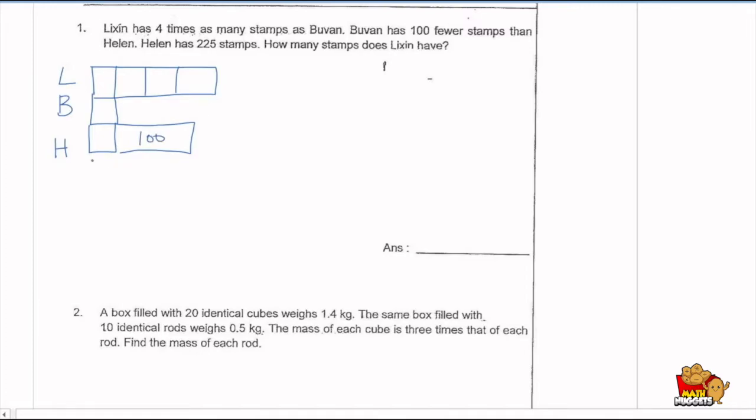And if we know that Helen has 225, we want to find Leasing. So Helen, 225, therefore 1 unit would be 225 minus 100. That's 125. So 1 unit is 125, Leasing has 4 units. You just need to take 1 unit, 125, multiply by 4, which gives you 500.